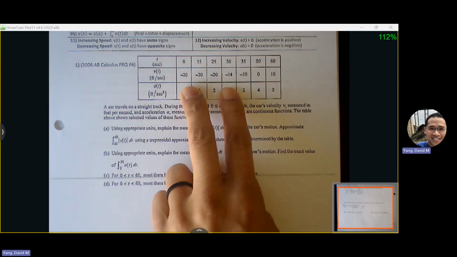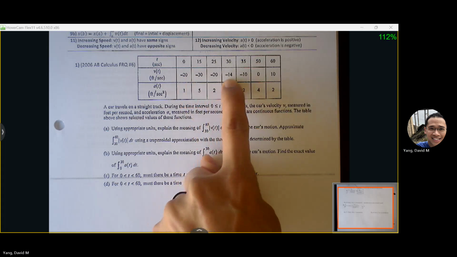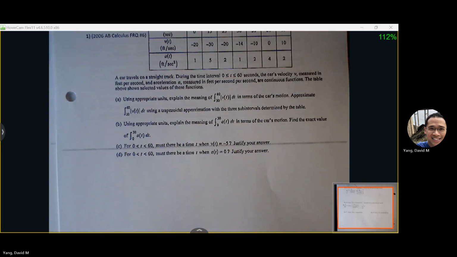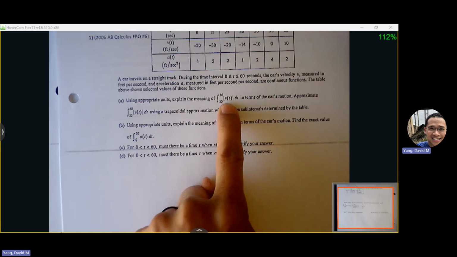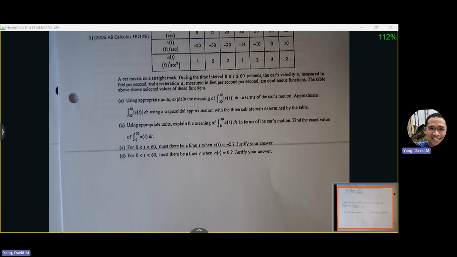So if it's regardless of direction, and we want to use trapezoid approximation, what do we need to do with all these negatives here? Yeah, we need to think of them as positive, right? Even though it's moving left, for total distance we don't really care about direction, so we just want to know how much distance it has gone regardless of direction. So we can say that this notation means the total distance that the car travels in that 30 to 60 second range.